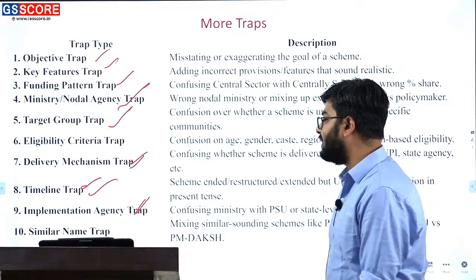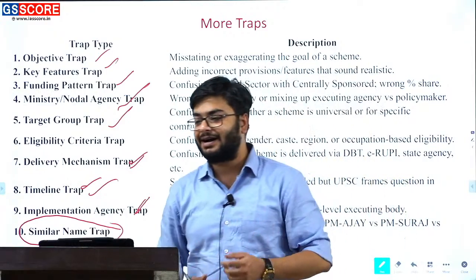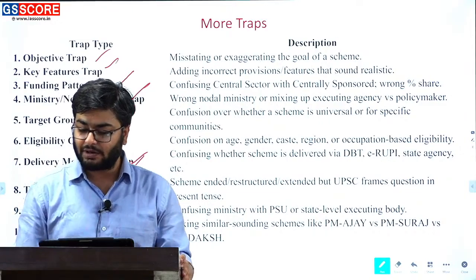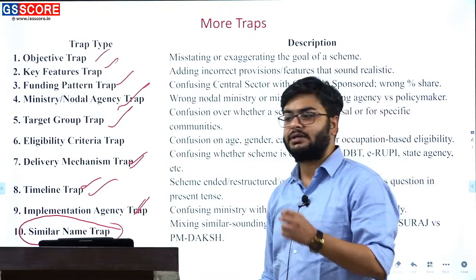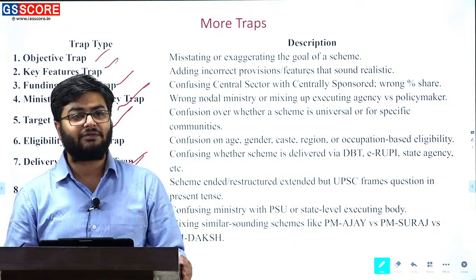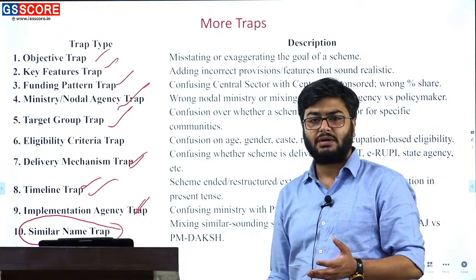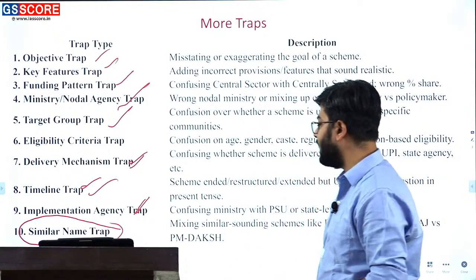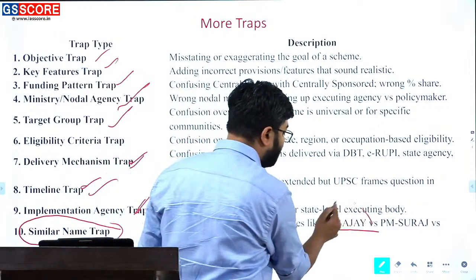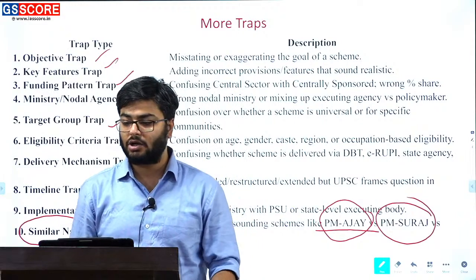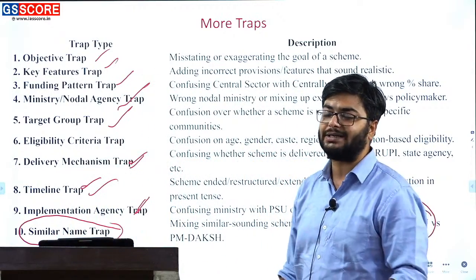But if you look at the similar name trap, while going about the preliminary examination, most of us are anxious, a bit in a hurry. And often in such scenarios, one can miss out on certain tiny details. The names, for example Swamitva, Swanidhi. PM Ajay, PM Suraj. So the nomenclature should be very, very clear to us, how we plan to go about a particular scheme. There are more.